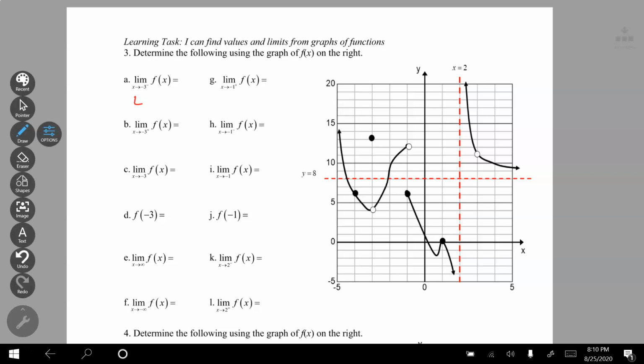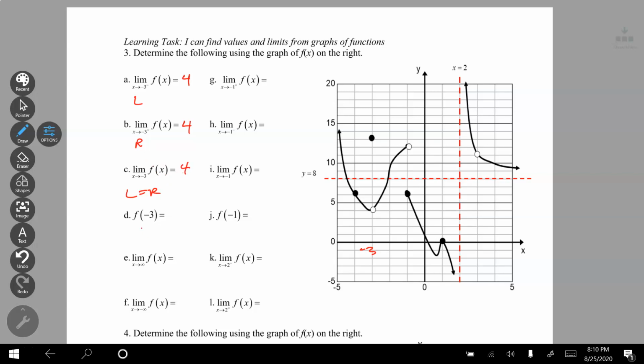So when I do this problem, it says the limit as x goes to negative 3 from the left. The little minus sign is from the left. Right here is negative 3, and negative 3 from the left, this y value is 4. Negative 3 from the right, this y value is also 4. And since the left equals the right, when x goes to negative 3 in general, the answer is 4.